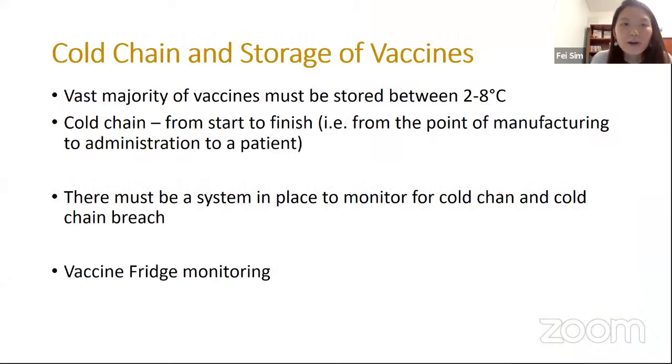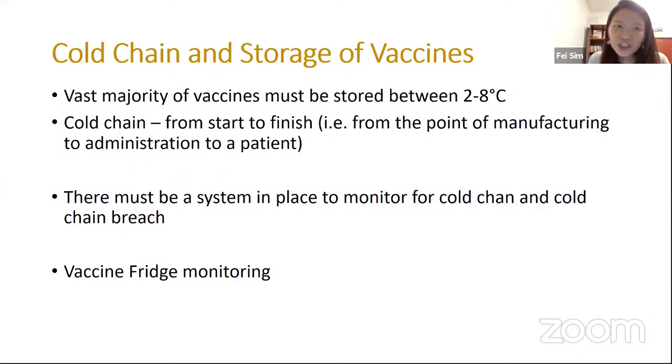I also want to talk about cold chain and storage of vaccines. So most vaccines must be stored in the fridge between 2 to 8 degrees Celsius. If they're not kept within this temperature, the efficacy and the stability of the vaccine may be affected. And I know you all learn pharmaceutics, so you learn that storage of medicine is very important.